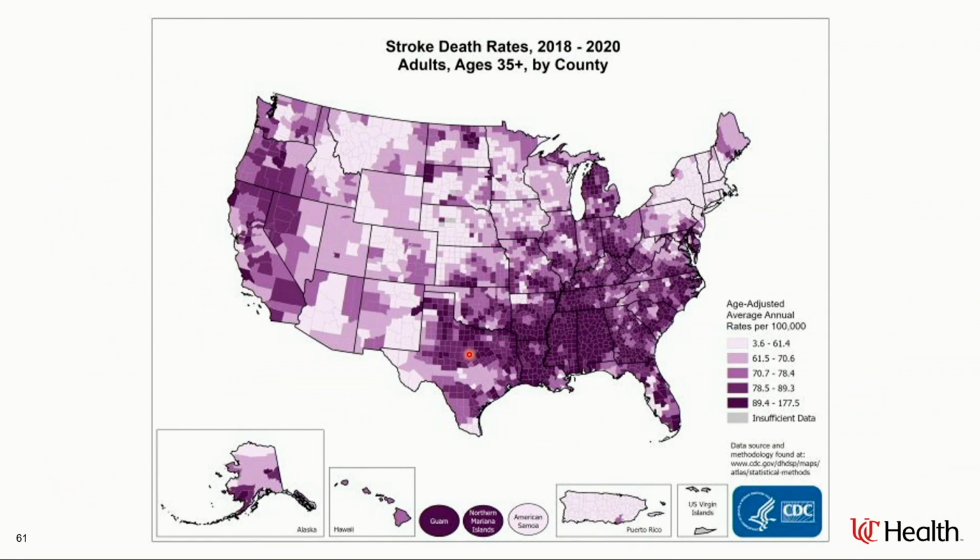This is a map showing you stroke death rates by county. So darker shaded regions have higher rates of death from stroke. A lot of this map actually looks sort of similar to the map of where the most elderly patients are in the US, but also maps to kind of access to resources in rural areas as well.